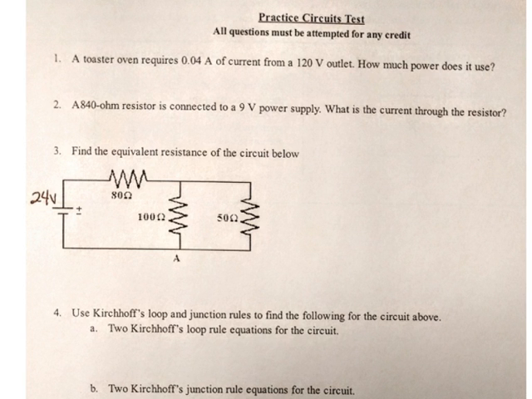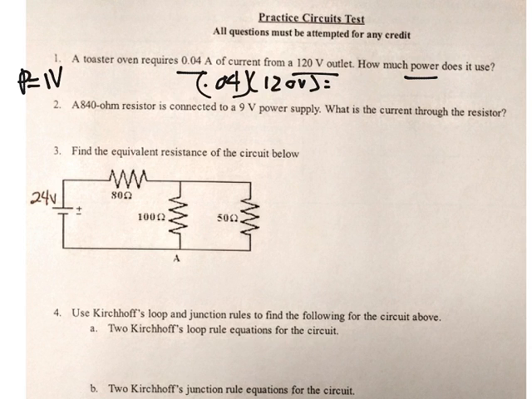Looking at the first one, you want to find power, so you're definitely going to use your power equation, P equals IV. You have your current, you have your voltage, you multiply them together to get 4.8 watts. Make sure you are including your units.